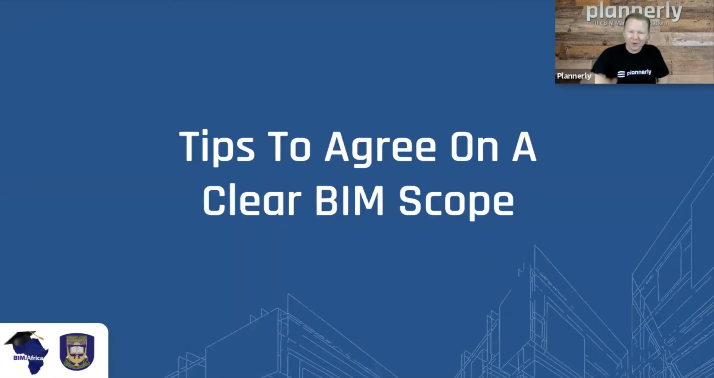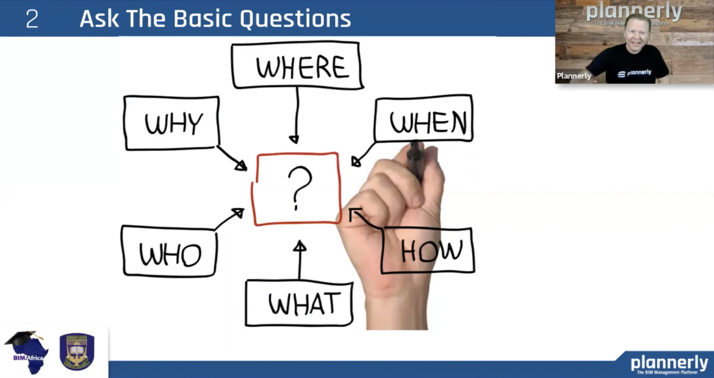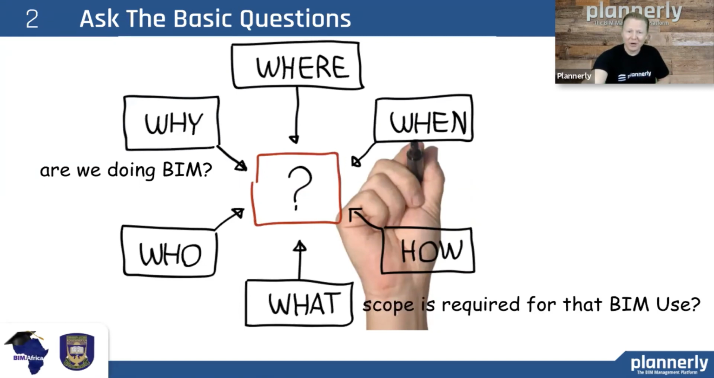So to scope a project, let's look at how to do that. Let's see some tips on how to agree on a clear BIM scope. Well, the first thing is to ask the basic questions. The questions which are, why are we doing BIM in the first place? Very, very important. What scope is required for the use?